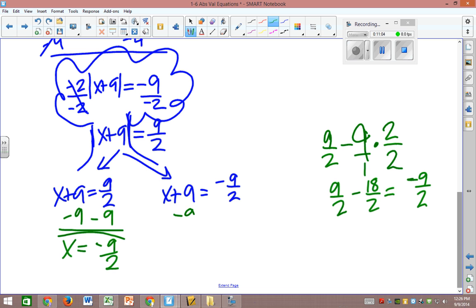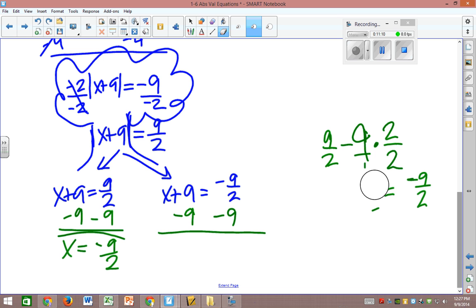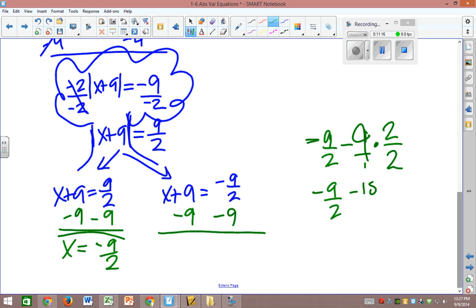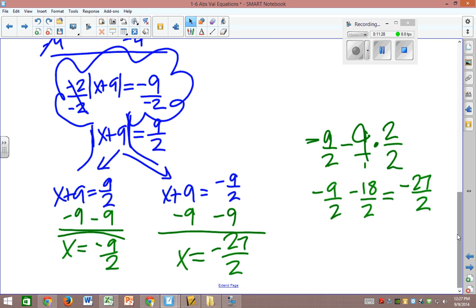Okay, this time we're going to subtract 9 from negative 9 halves. So same deal, but this is negative. So negative 9 halves minus 18 halves. Now we're going more negative. Negative 27 halves over 2. Wait, are we going to get fractions like this? Maybe. Fractions are friends.